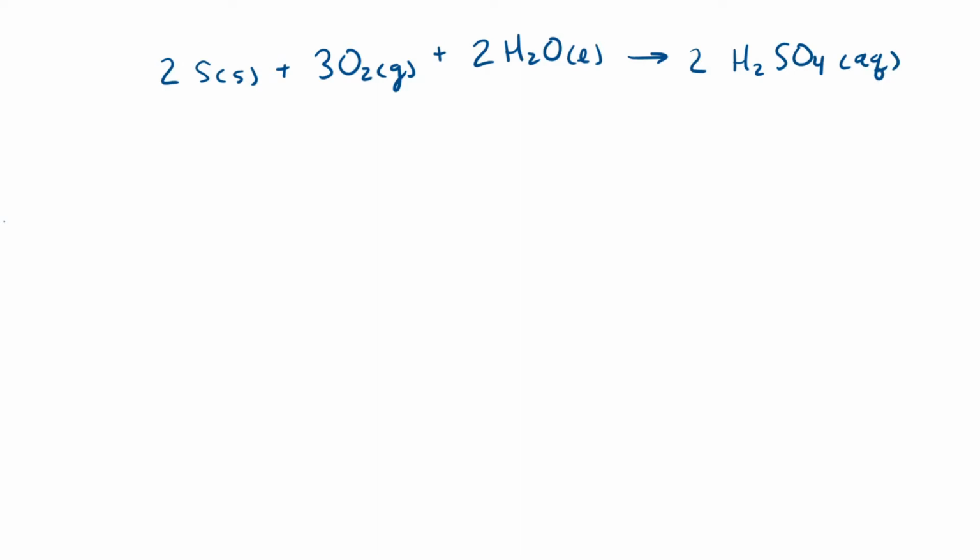The numbers in front of each one of these species are our stoichiometric values. We can use these to determine the ratio between the reactants and the products. We can't calculate the amount of sulfuric acid from the mass of sulfur, so we'll need to determine the moles of sulfur in 100 kilograms of sulfur.